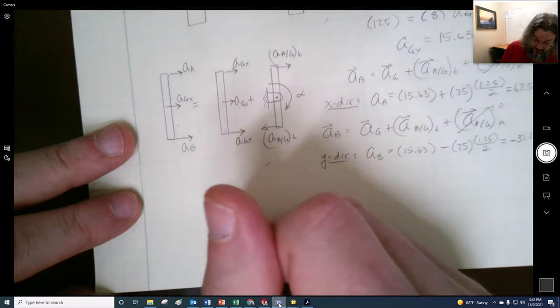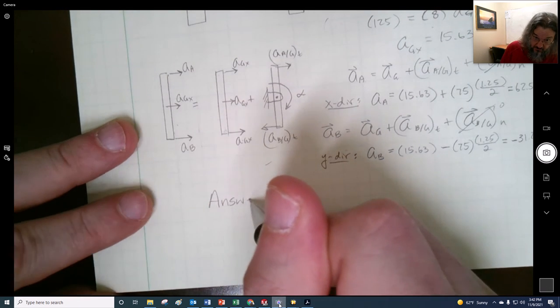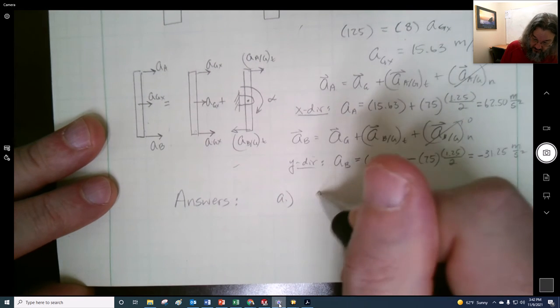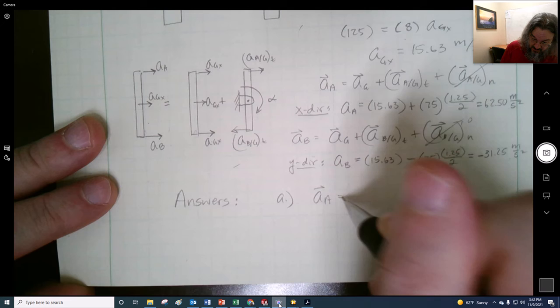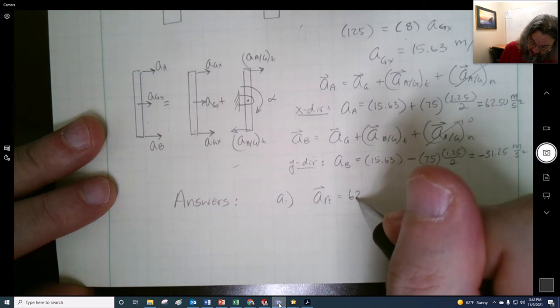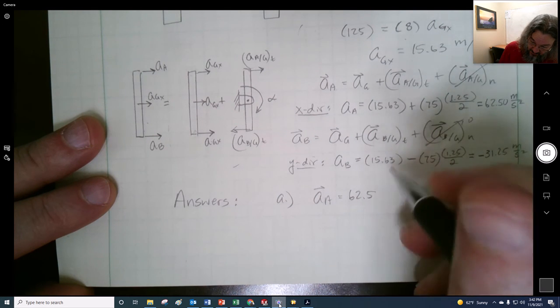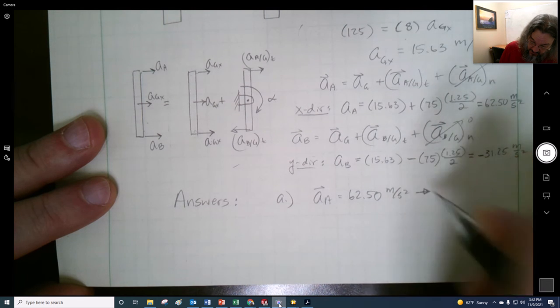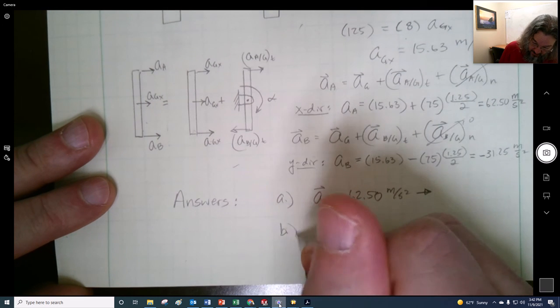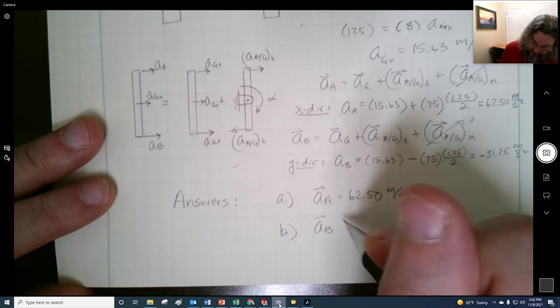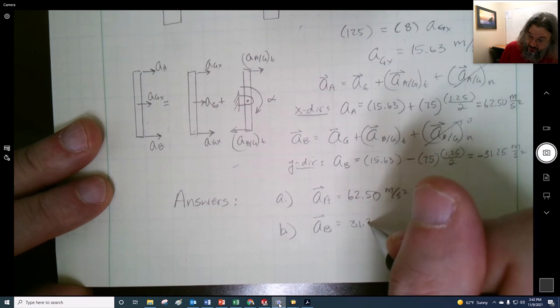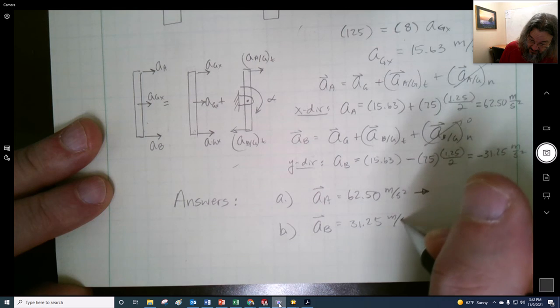So the answers: acceleration of A is equal to 62.5 meters per second squared that way, and B, acceleration of B is equal to 31.25 meters per second squared that way.